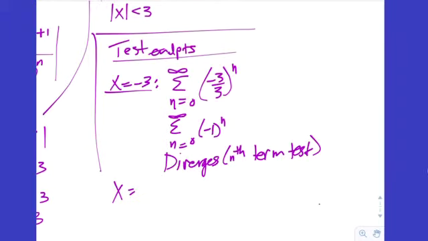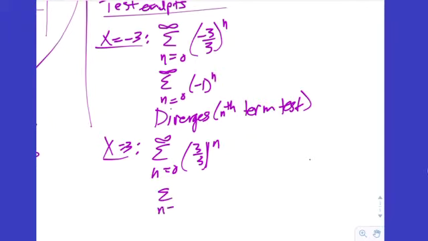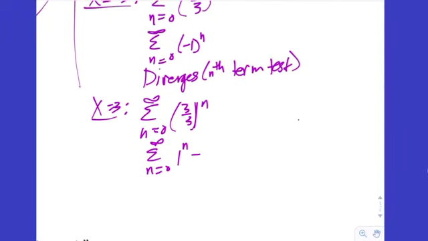And then we do the other endpoint, x equals 3. Plugging it in, we get the sum from 0 to infinity of 3 over 3 to the nth power, which is the same as 1 to the n, which is the same thing as 1.